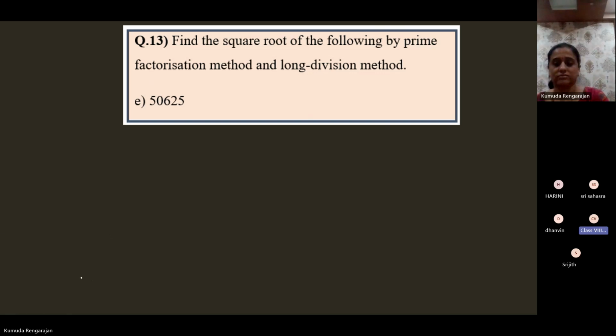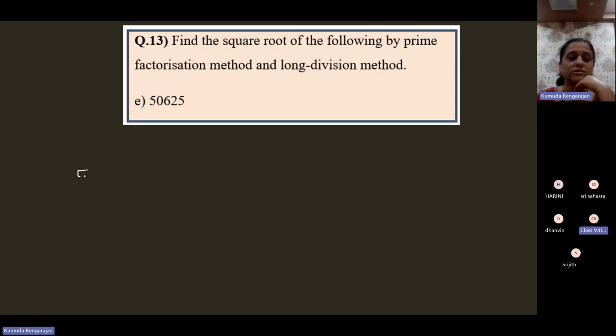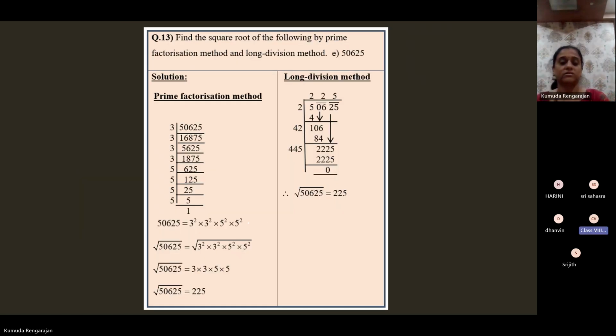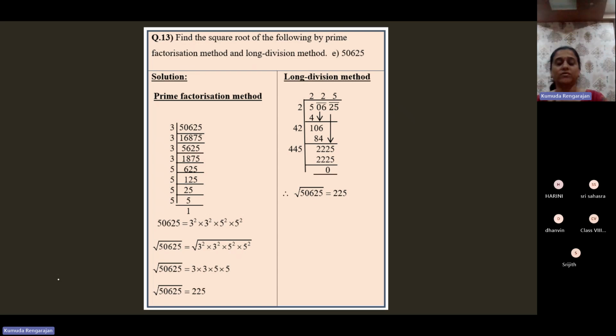Ma'am, can I say the prime factorization? I think I already got it from Sahasra, but anyways, you can say. Yes, ma'am. 3 square into 3 square into 5 square into 5 square. Correct. And then the square root thing. Yes, ma'am, same. 225. Very good, Navneet. All of you must have got it right. Yes, ma'am. All right, children.